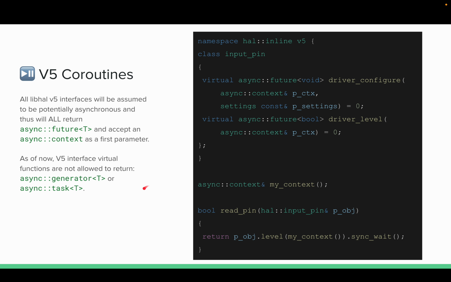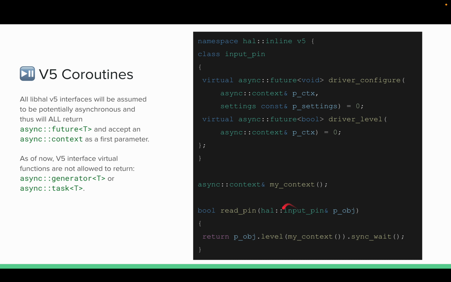V5 coroutines. We already talked about the split up, but what we're going to do is after we split async context into its own library, we're going to bring it back as a dependency of libhal, and all of our virtual APIs will be async future of some T. And the first parameter will always be an async context because you need this in order for this whole coroutine system to work. It uses this in order to perform its allocation. And for the moment, generator T and task T, which might become process T, or it shouldn't actually say T here, that should be removed. But for task and generator, these will not be allowed for interface APIs.